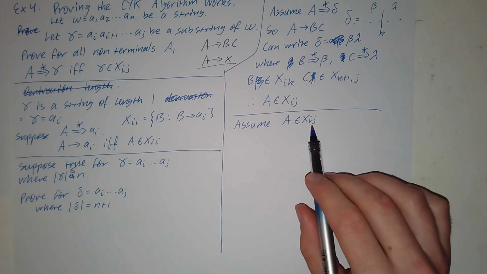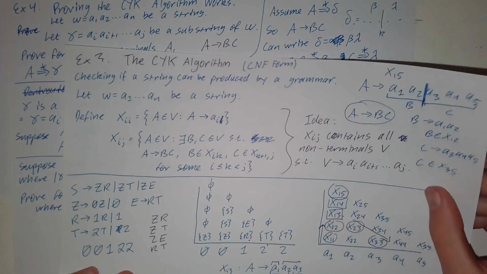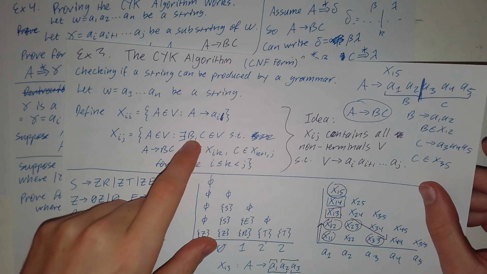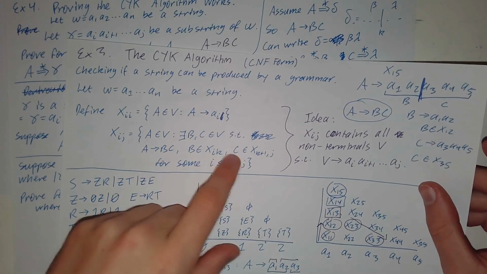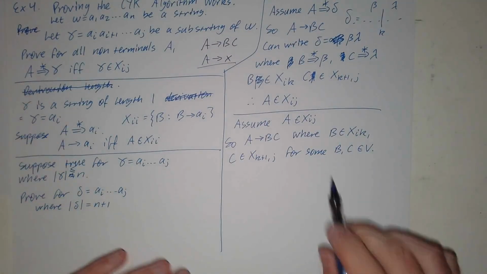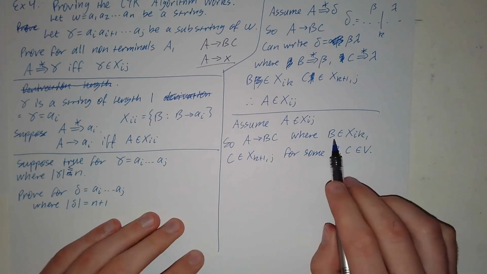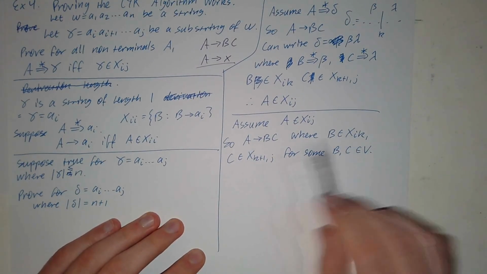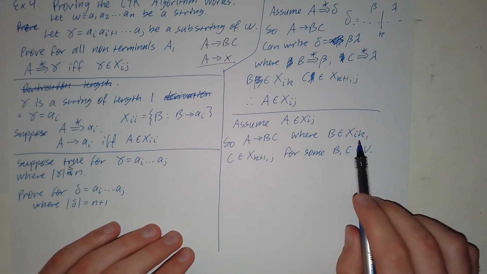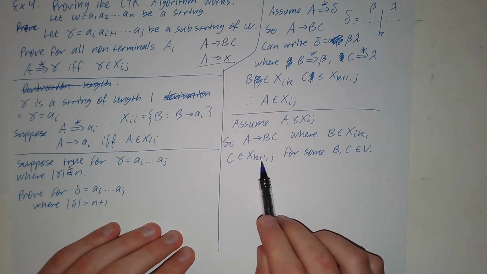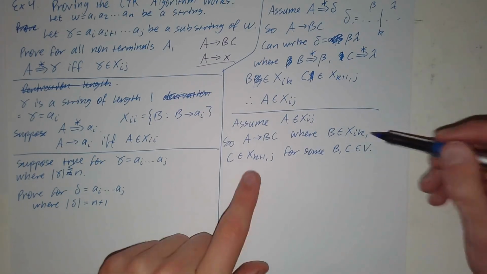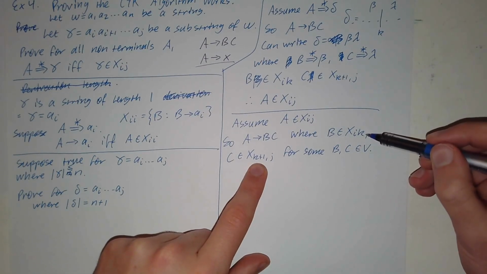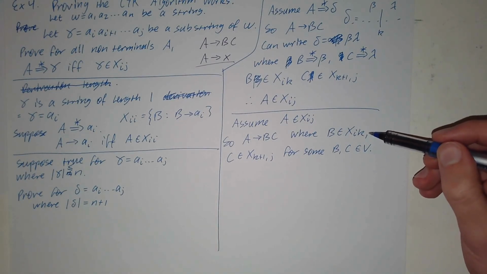So for A to be in this set, what does that mean? Well, by definition, we can sort of go backwards, right? There exist two non-terminals, so A produces BC, B is in X_ik, and C is in X_{k+1,j} for some k. So let's write that out. Okay, so A produces BC for some non-terminals B and C that are in these sets. Now, the distance between i and k, and the distance between k plus 1 and j, is less than the distance between i and j, right? These sets generate shorter substrings, so we can use our inductive hypothesis backwards.